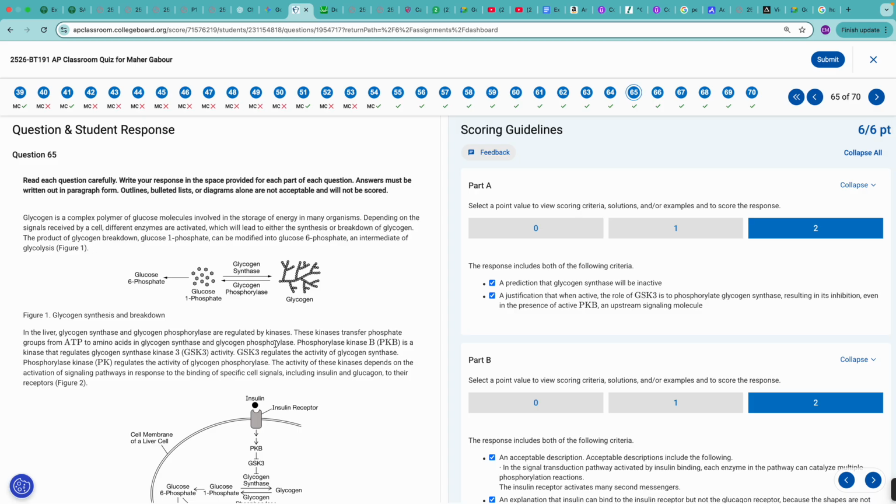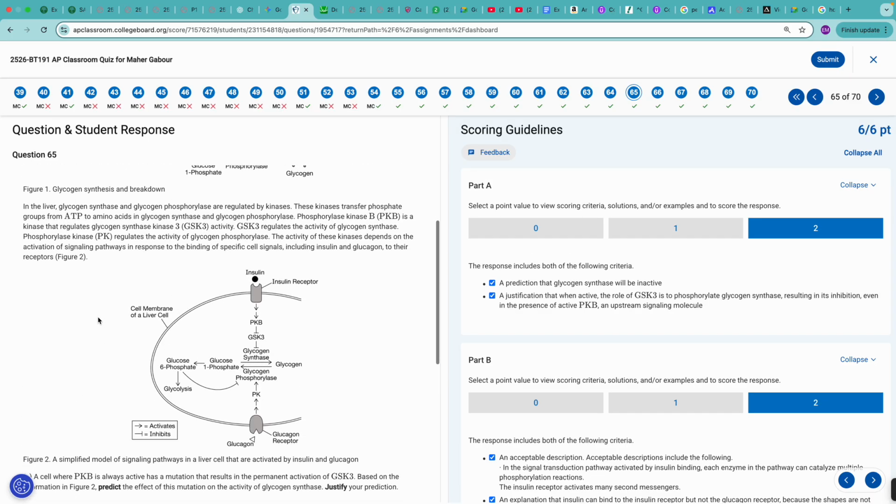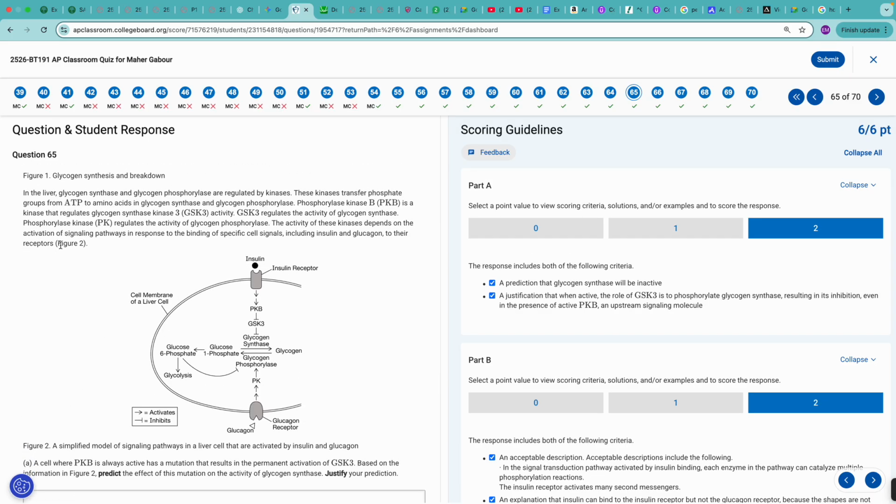Okay. Glycogen is a complex polymer of glucose molecules involved in the storage of energy in many organisms. Depending on the signals received by a cell, different enzymes are activated, which will lead to either the synthesis or breakdown of glycogen. The product of glycogen breakdown, glucose 1-phosphate, can be modified into glucose 6-phosphate, an intermediate of glycolysis. This is where you actually understand what's going on in the question. Make sure you understand it, because I'm not going to reread the question. I'm going to go 65, solve ABCD, 66 ABCD, 68 ABCD.